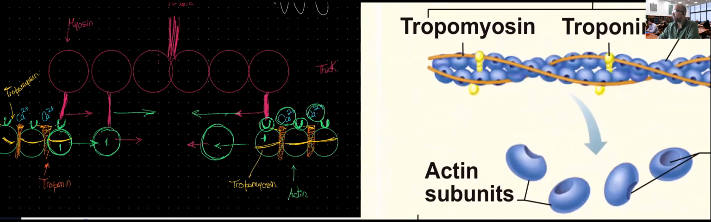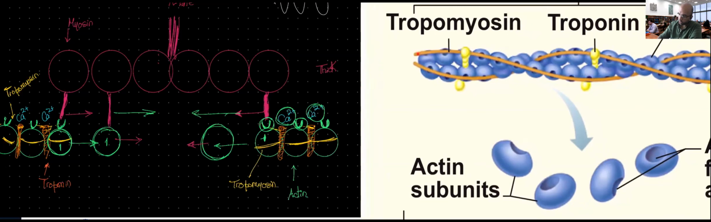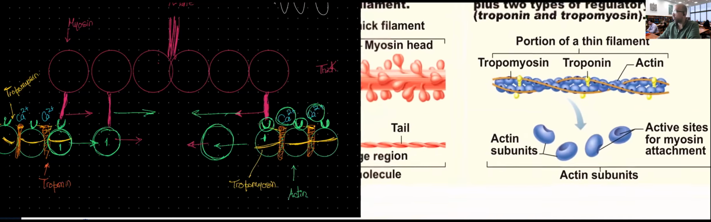Looking on here, you can see the actin subunits, and on each of the actin subunits you've got the myosin binding site. In a relaxed state of the muscle, those binding sites, as you see, are covered by the tropomyosin.